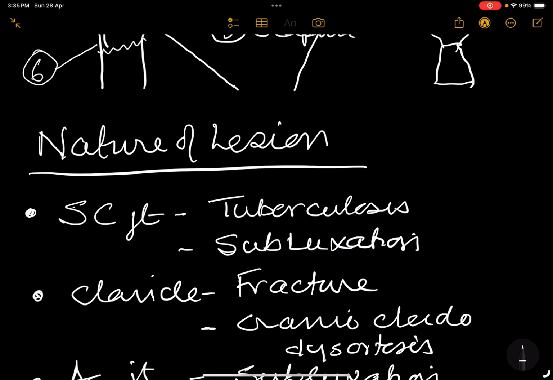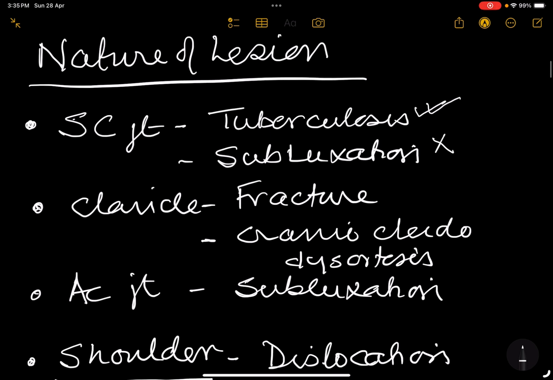What are the common nature of lesions that involve these joints? Tuberculosis of the sternoclavicular joint is an extremely rare condition, but subluxation is very common. Then the clavicle, the commoner condition is fracture of the clavicle, and the rarer one is craniocleidodysostosis, wherein the cranium and in the clavicle the ossific nuclei fail to fuse, that is dysostosis.